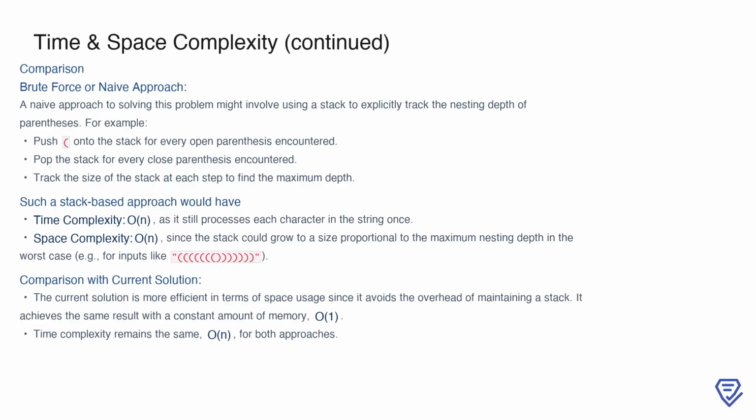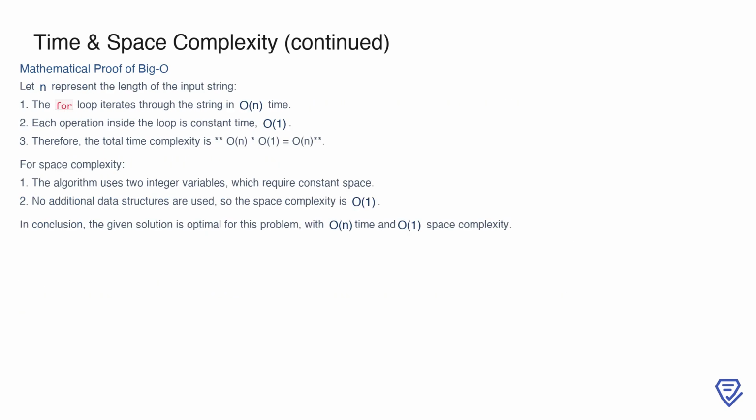In contrast, the current solution is more efficient in space usage, as it avoids the overhead of maintaining a stack. By using only two variables, it achieves the same result with constant memory usage, O(1), while maintaining the same O(n) time complexity. To mathematically prove the time complexity, let n represent the length of the input string.